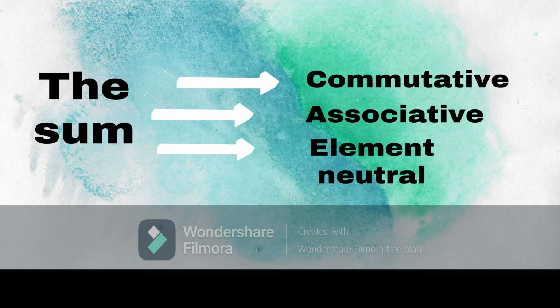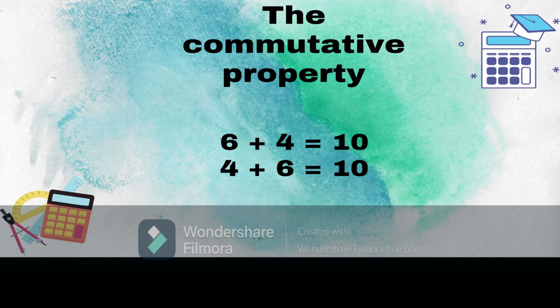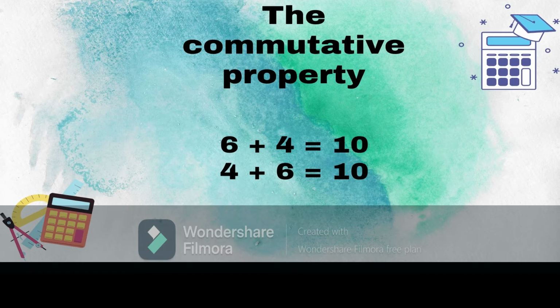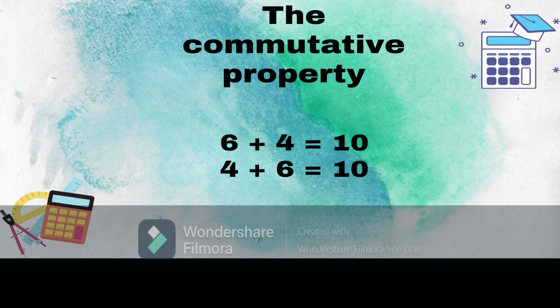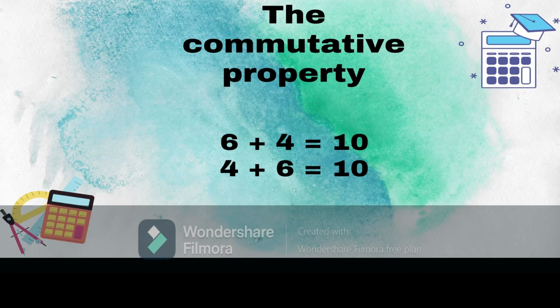The commutative property is when we add two numbers and the result is the same regardless of the order of the addends. For example, if we add 6 plus 4, what is the result, guys? Of course, 10. And if we add 4 plus 6, what is the result? Yes, it is 10 too. This is called the commutative property.